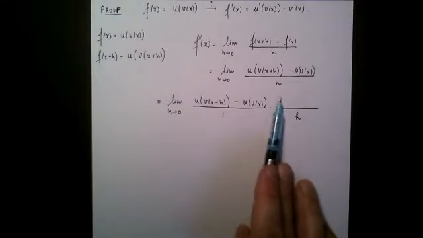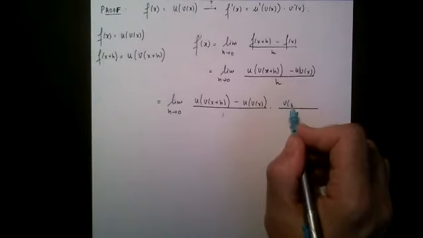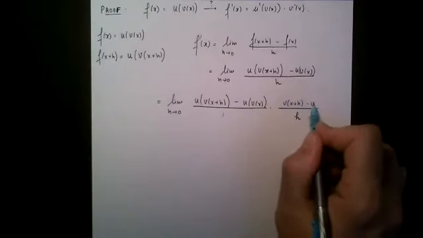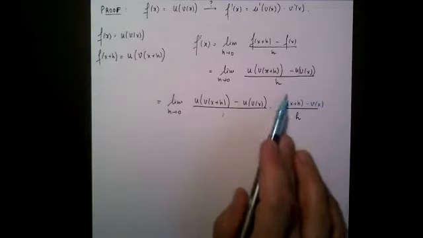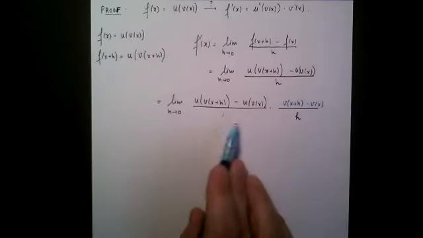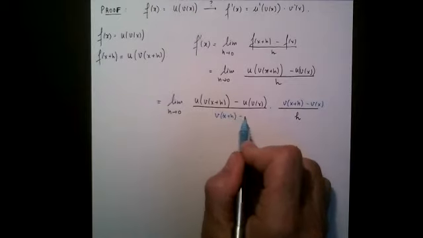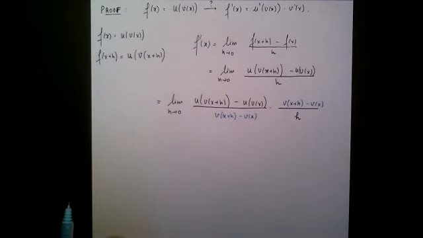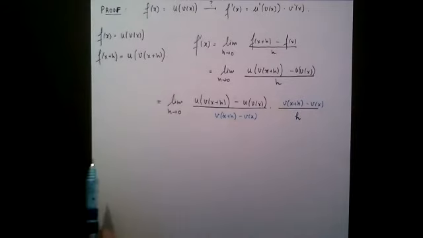So if I want this to become a v prime of x, I should have on top v of x plus h minus v of x. You see, this expression as h approaches 0 is exactly equal to v prime. Since I multiplied on top here, I have to multiply the bottom as well. So v of x plus h minus v of x. So how are we doing so far? This is the key trick in the proof: multiplying and dividing by this.